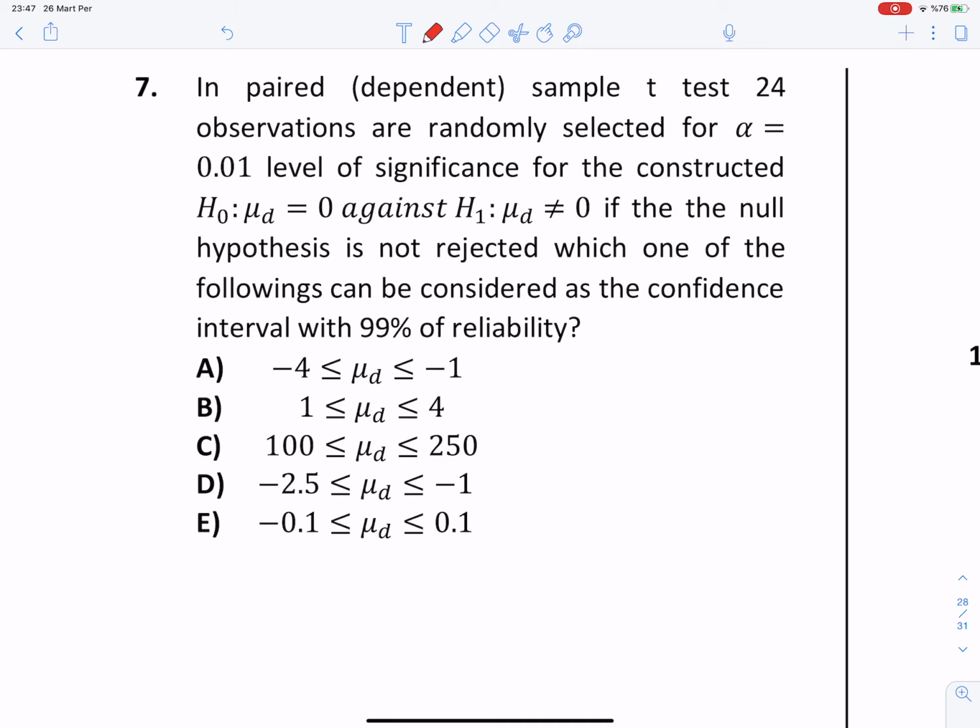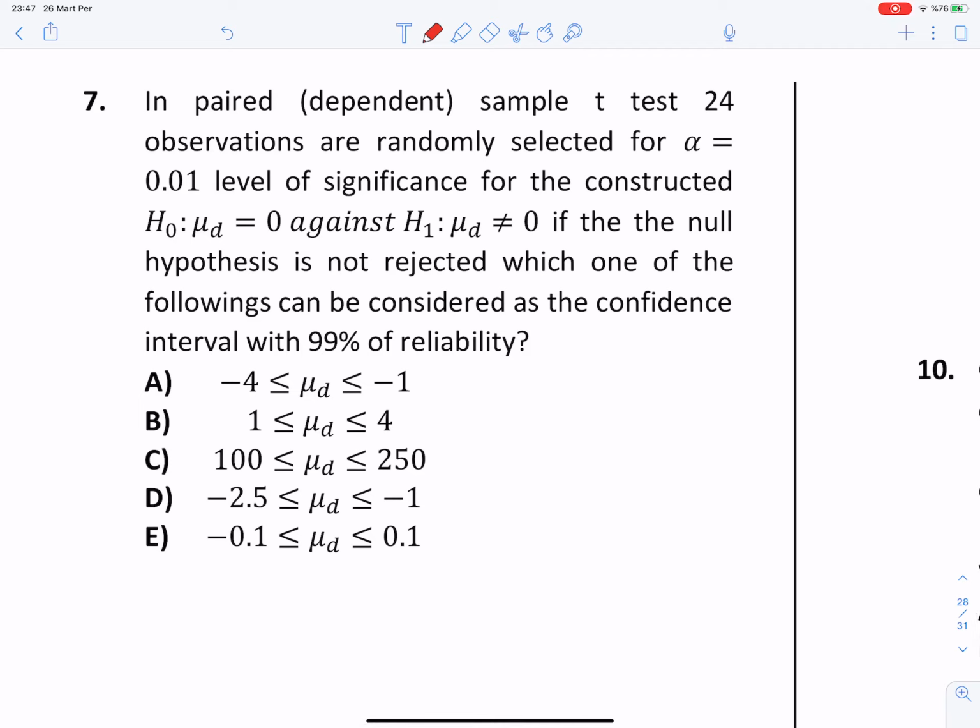Okay, in this case, you don't even bother to perform any calculation. You can easily pick up the confidence interval that is supporting your question. You want the null hypothesis not to be rejected. So if you're not rejecting the null hypothesis, you need to look for a confidence interval that is including the zero value. In this question, option A is not including the zero value.